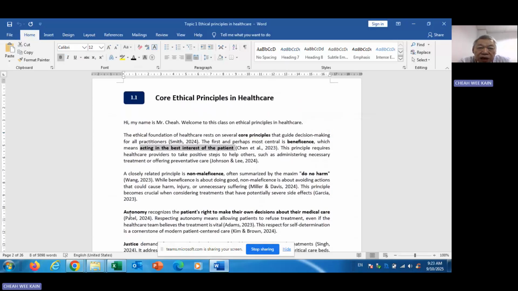Now, think carefully about this. What happens if the patient does not know what is their best interest? The patient may be unconscious, or the patient may be of unsound mind. So we can't even tell the patient which are the procedures that are needed best for you. We can't tell them because they're unconscious. They're not of sound mind.